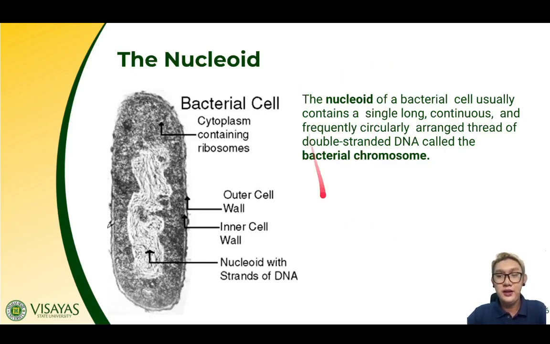The nucleoid is another structure that you can find inside the bacterial cell. It usually contains a single long, continuous, and frequently circularly arranged thread of double-stranded DNA called the bacterial chromosome. Although in some species they could be linear, and they could occur in multiple copies, not just one. But most bacterial cells have a single, circularly arranged double-stranded DNA.